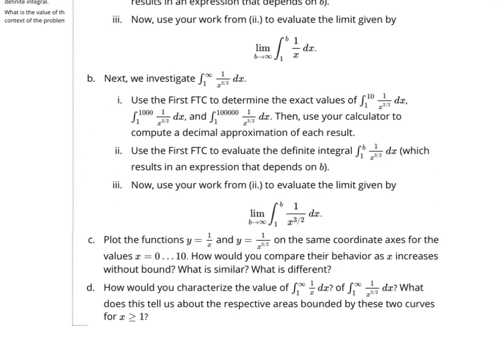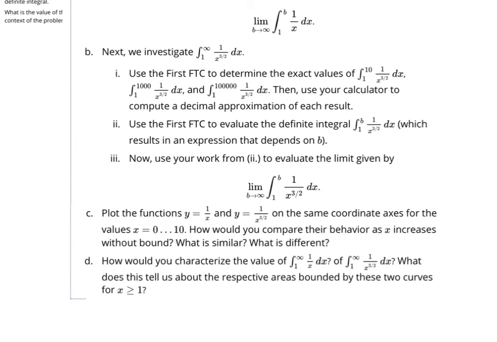You're going to do the same thing for part b, which is going to involve the integral from 1 to infinity of 1 over x to the 3 halves dx. Same kind of thing. Try some numbers, then b, then take the limit. And you should definitely think about what you notice happening here. Is there a pattern arising? This pattern is going to be super important.